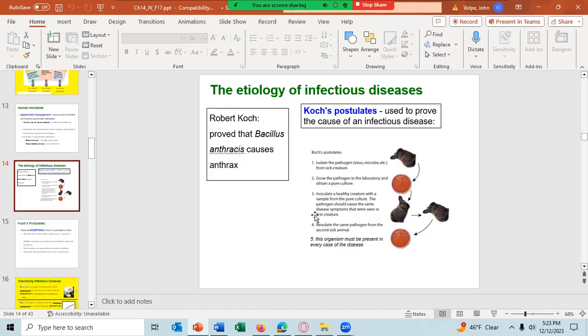You should know about Koch's postulates. We've talked about that three different times in this class, so I will be asking a question on Koch's postulates. This is the steps one uses to prove that a given agent causes a given disease.